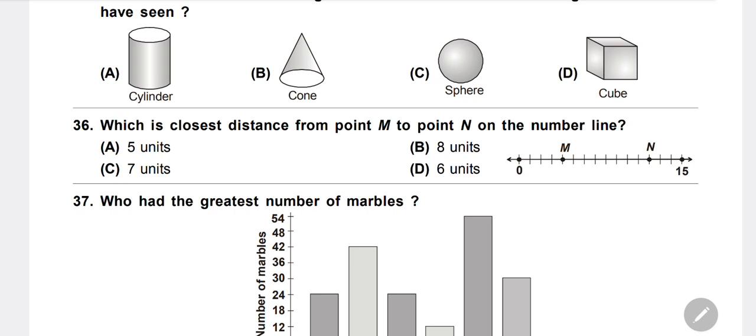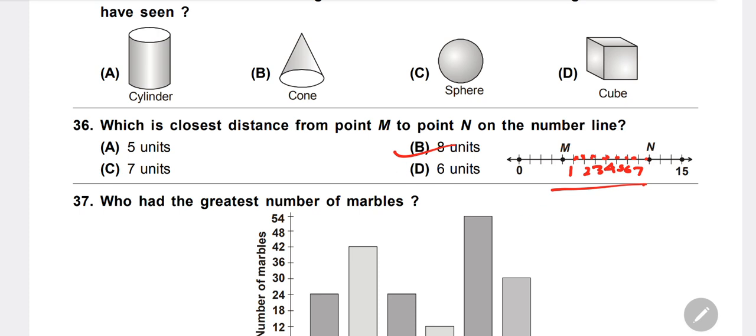Closest distance. Okay, we need to count them. 1, 2, 3, 4, 5, 6, 7. And this is 8. Then 1, 2, 3, 4, 5, 6, 7, 8.